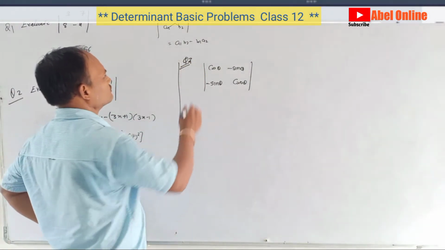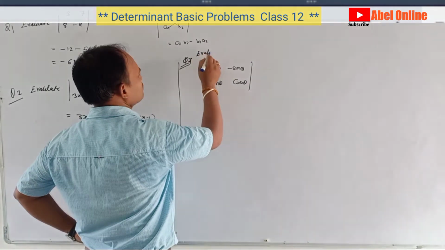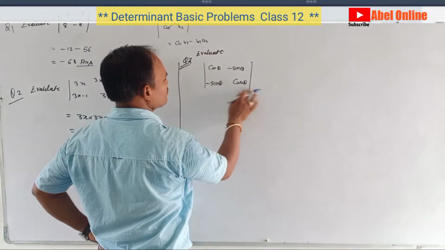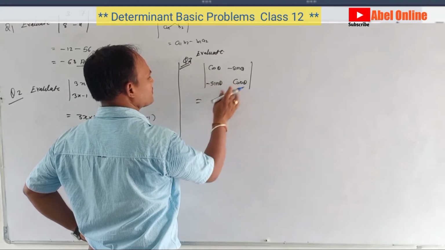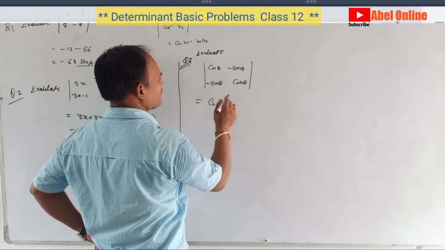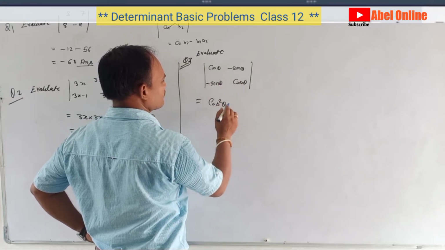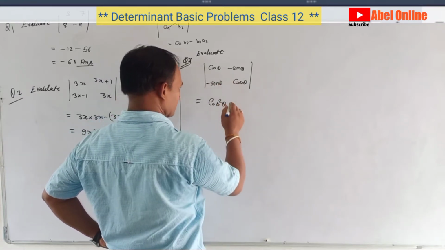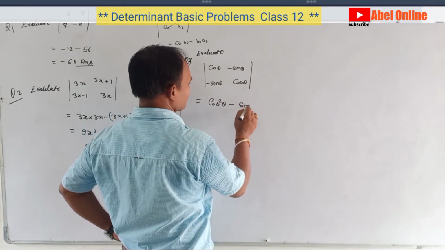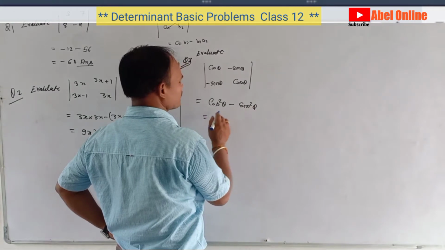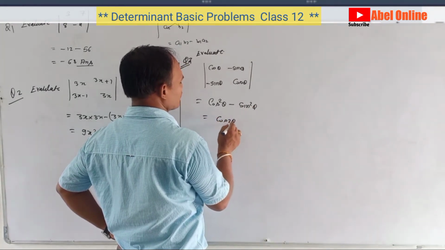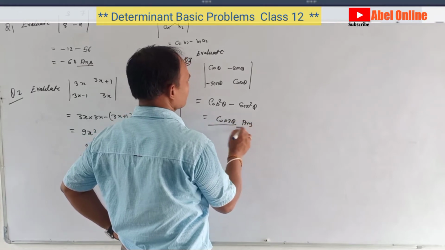How can we solve this question? If we solve this question, this is multiplied by this. So we can say that it is cos square theta. Here it is plus plus, so minus minus plus, and minus is already there. So we can say that it is sin square theta. So cos square theta minus sin square theta means it is cos 2 theta. So students, your answer is cos 2 theta.